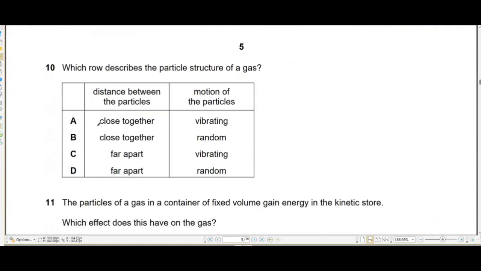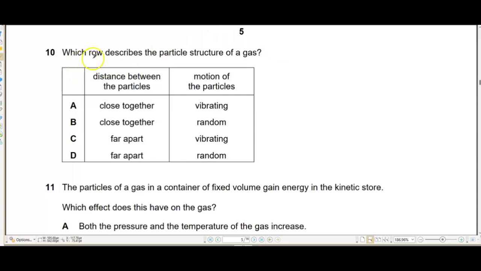Okay, moving on to question number 10. Which row describes the particle structure of a gas? Distance between the particles: obviously, the distance between the particles of a gas is much greater than that of solids or liquids, so they are going to be far apart. And the motion of the particles is going to be random. Vibration is for solids. So D is going to be our correct option, as in gases the molecules are far apart and they move in a random pattern.